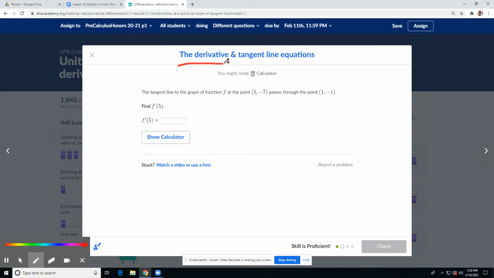The derivative and tangent line equations. If you remember, I said derivative is directly linked to the idea of a tangent line. In fact, it's the tangent at a particular point. Usually when we find slope, remember slope and tangent are the same things. So usually when we find slope, we talk about it as a tangent line.